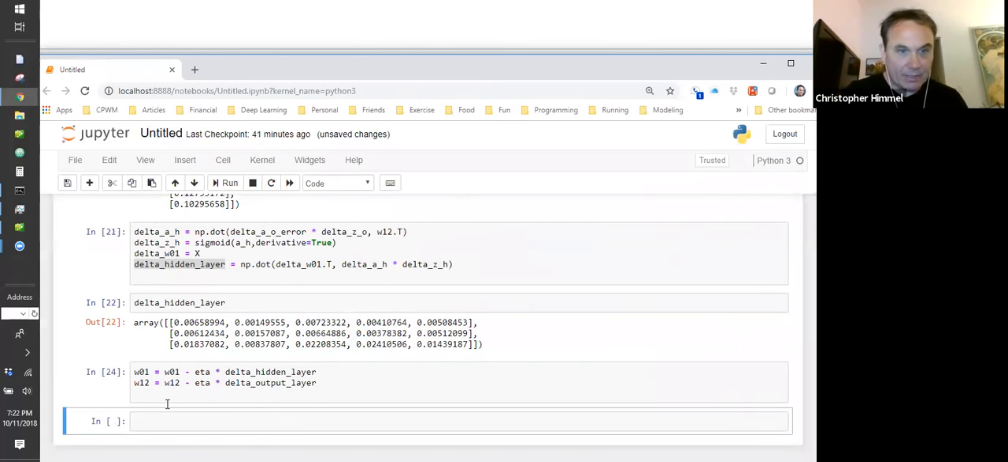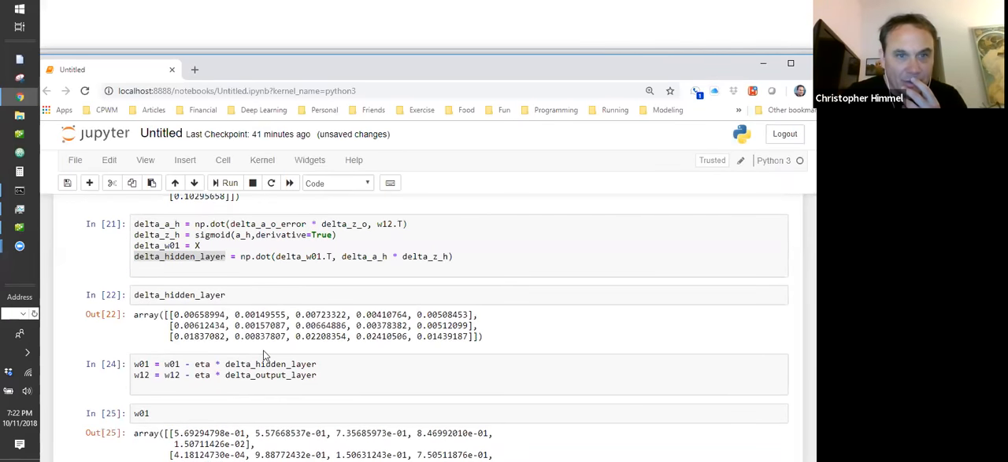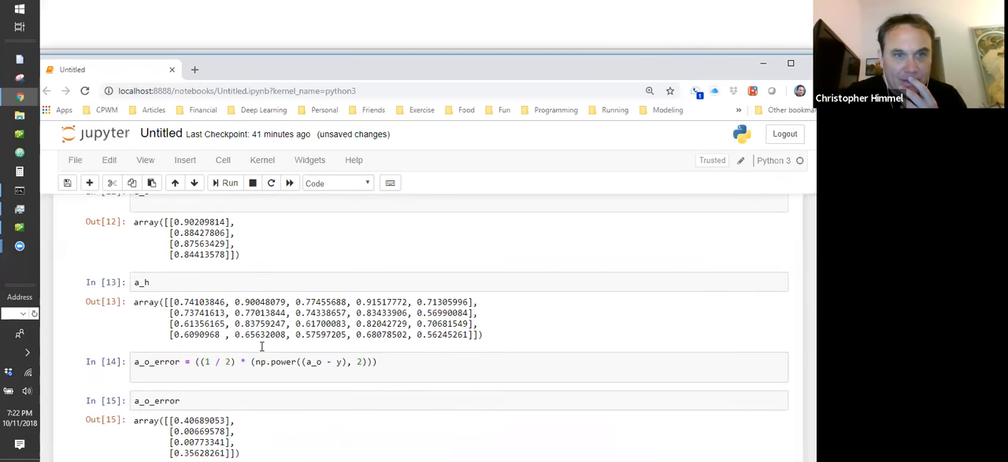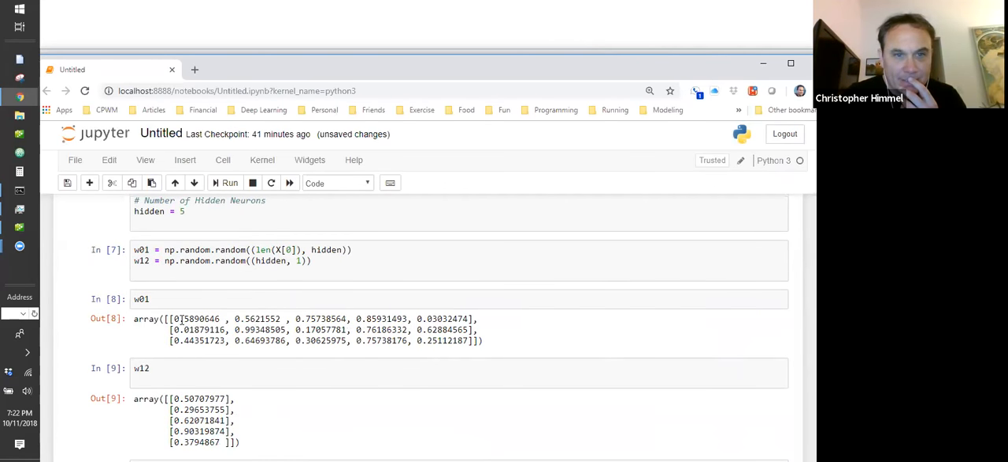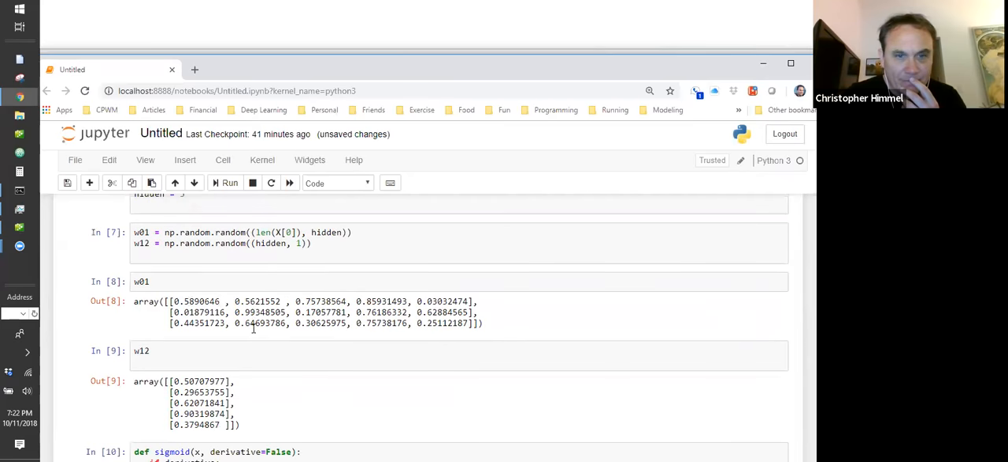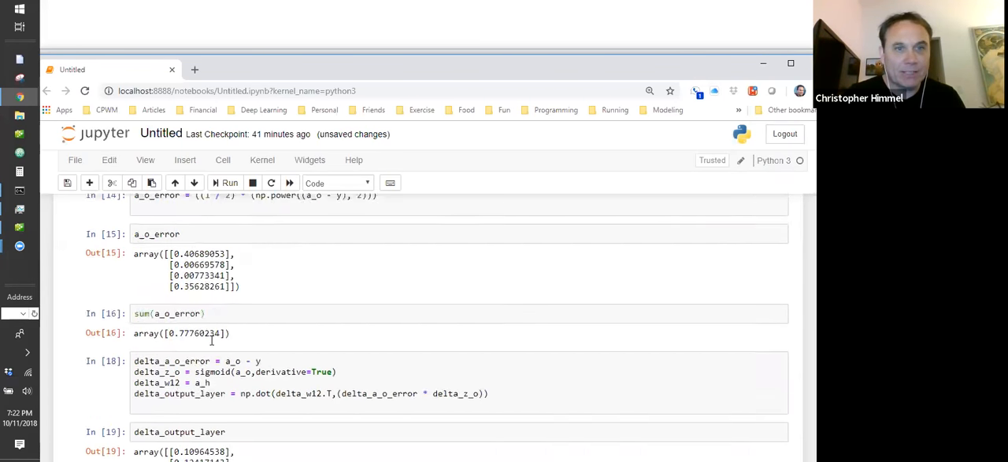Okay, now let's look at our weight set, the W01. It's an array that kind of looks like this. If we compare this to our array of weights back up here, they've changed a little bit. Which one did I do first? Okay, yeah, this is the same one. This is 0.58, it's now 0.57. So it got smaller a little bit.